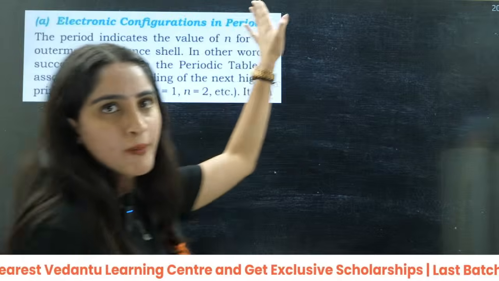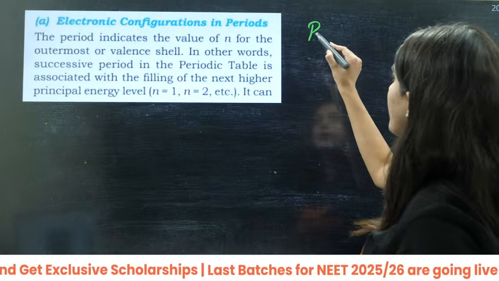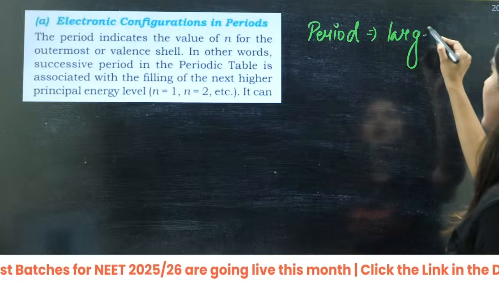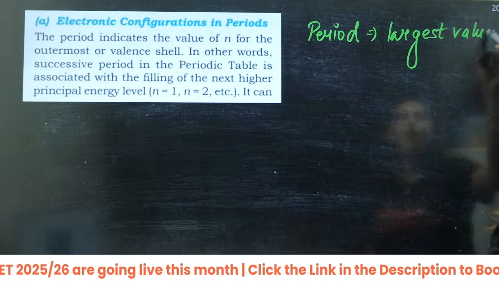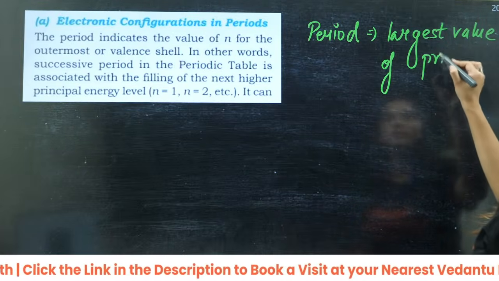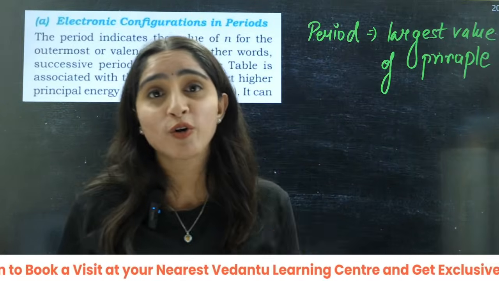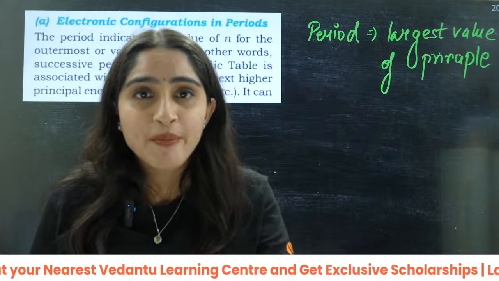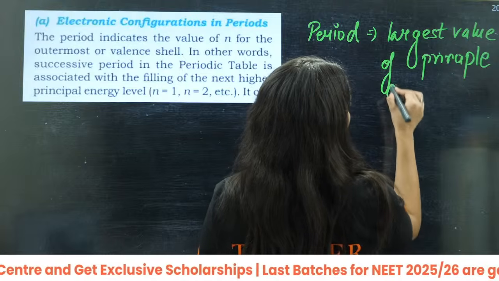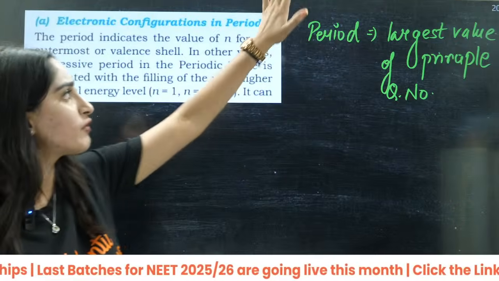So firstly, we will talk about the periods. I told you directly how you find the period number. Everybody in the chat box, how do you find the period number? That is the largest value of n, or you can say the largest value of principal quantum number. Write it down in the NCERT. Why am I writing it here? Because I want all of you to write it down in the NCERT. Make your short notes here. Write it down: the largest value of principal quantum number is the period number whenever the electronic configuration is given to you.